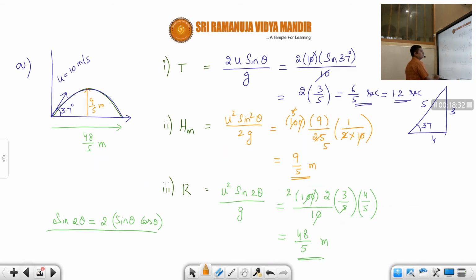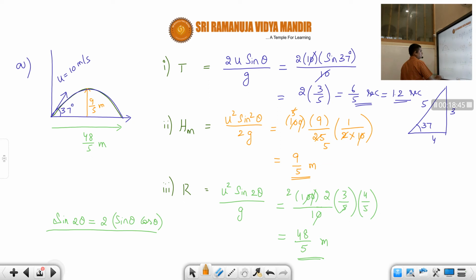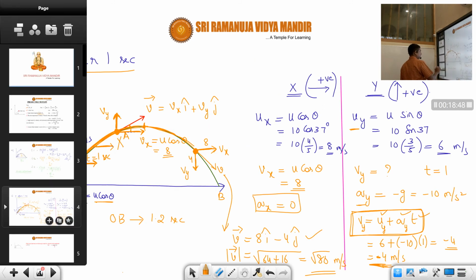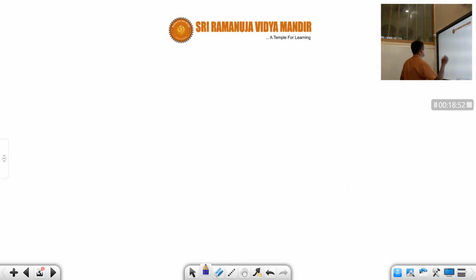Okay, now let us go to the third one. Time when it reaches half of maximum height. Okay, they are not asking maximum height, they are asking half of maximum height. Okay, so let us see half of maximum height. Time when it reaches half of maximum height. This is the C part.